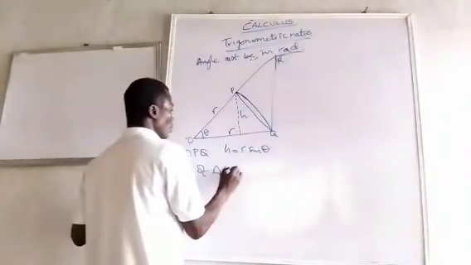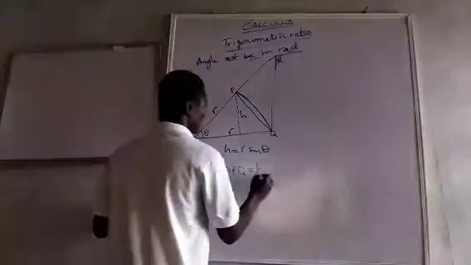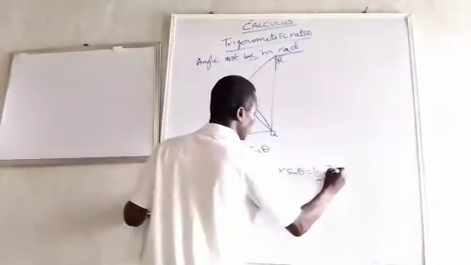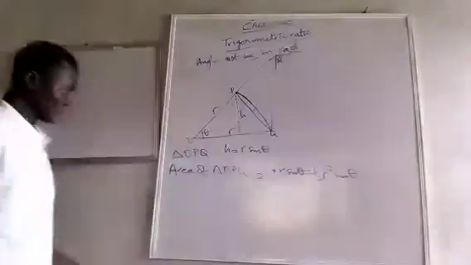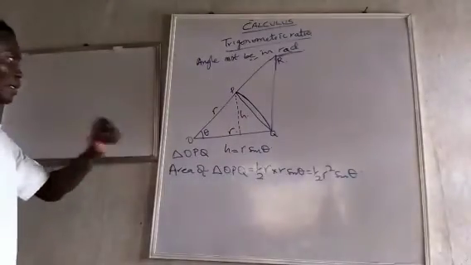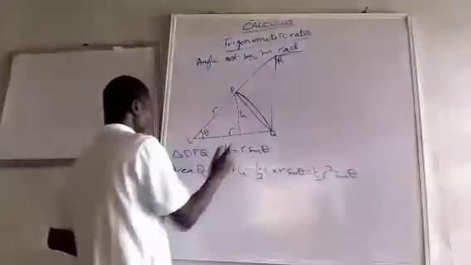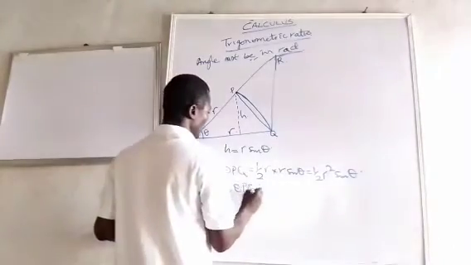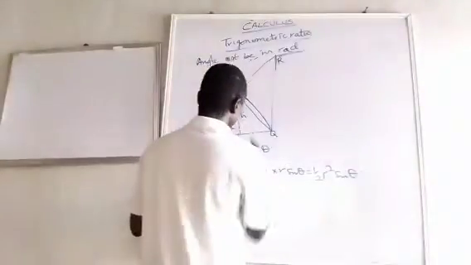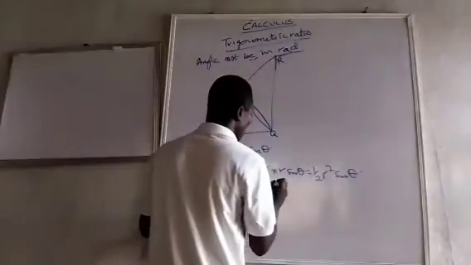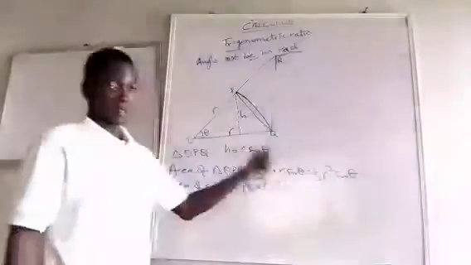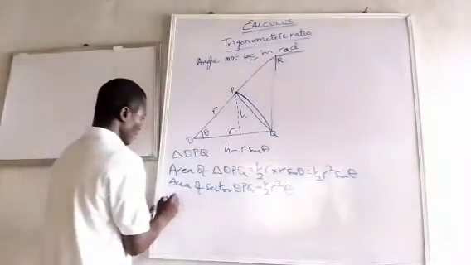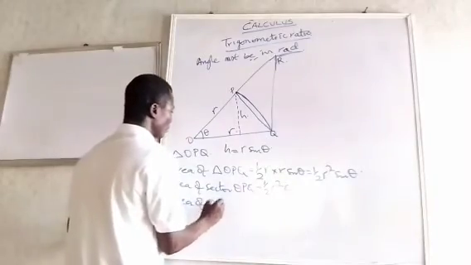So area of triangle OPQ will be equal to half base times height. What's our base? r. What's our height? r sin theta. Half r squared sin theta. You get that? That is it. The next thing is, what will be the area of the sector OPQ? You can see it's going to be half r squared theta. Please note, I said it, theta is in rad.